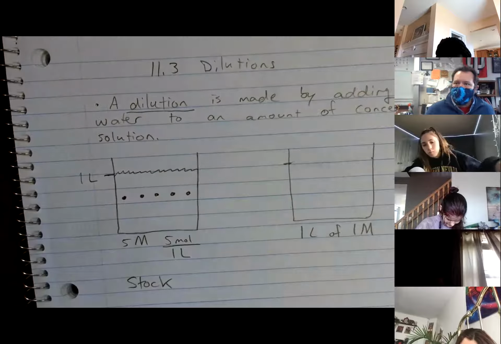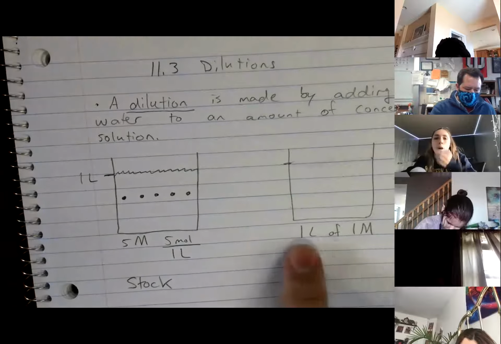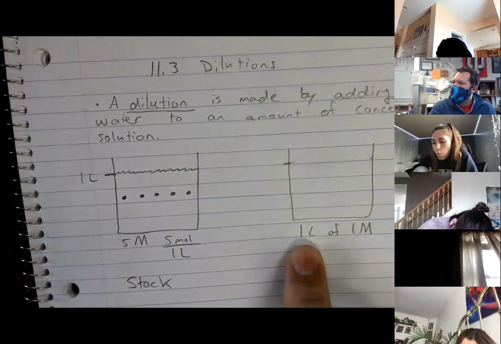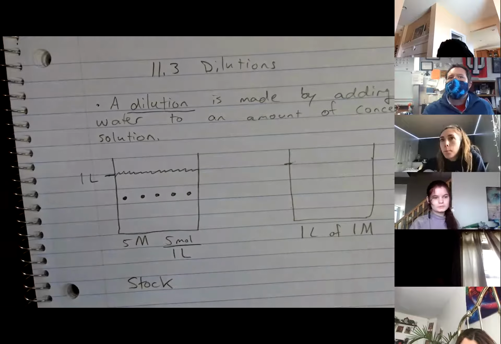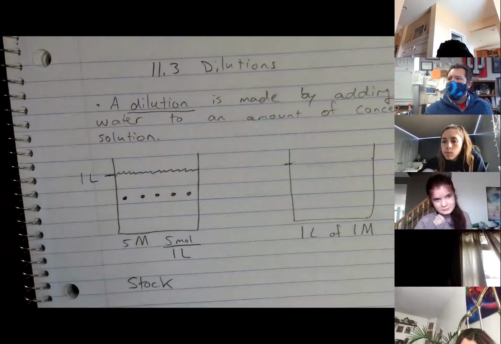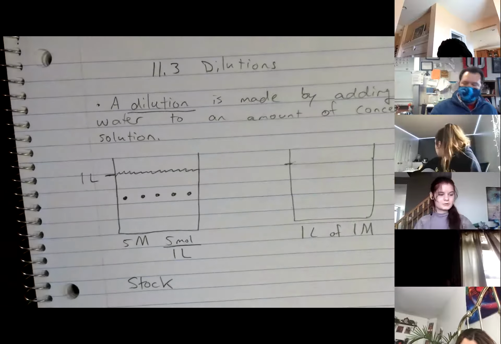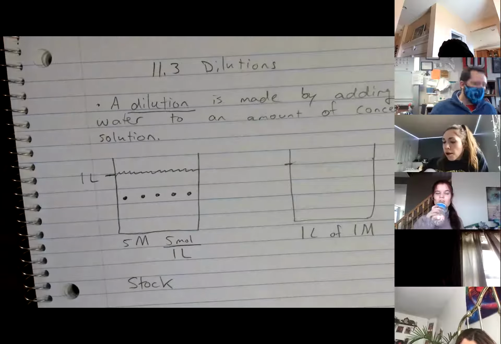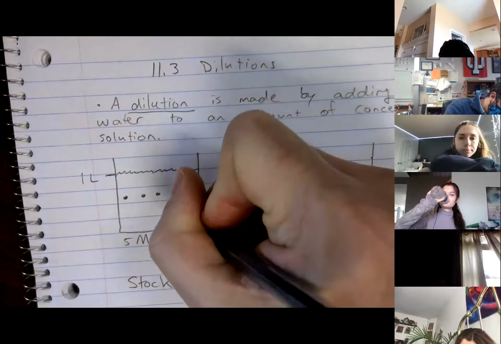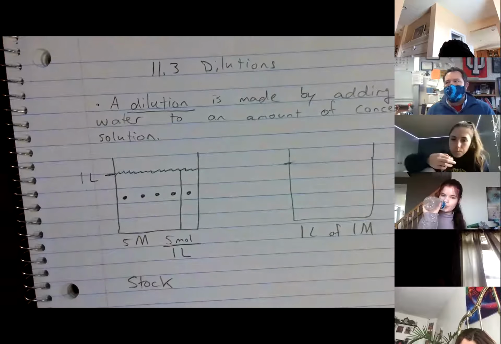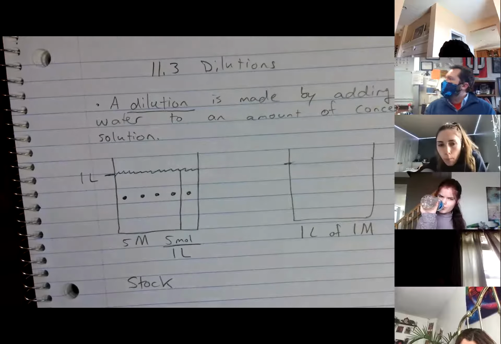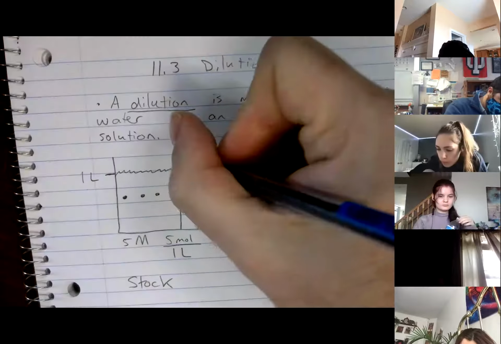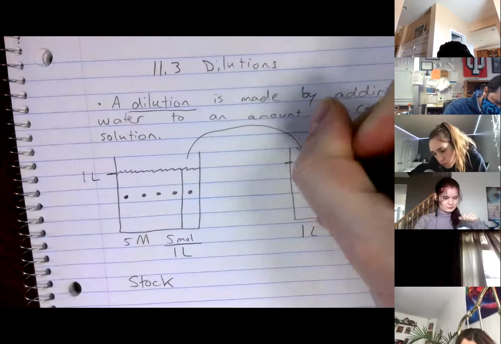Now, visually, again, if we want 1 liter of a 1 molar solution, that means we want 1 mole per liter. So in this whole liter, I just want 1 mole. Well, my dot represents 1 mole. So what do I have to do? I have to take out the amount of water that contains exactly 1 dot and transfer it over to here.